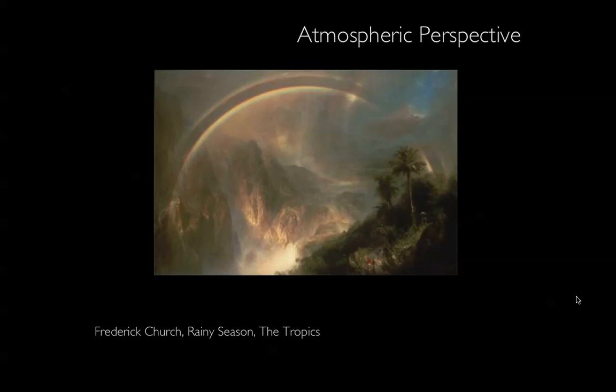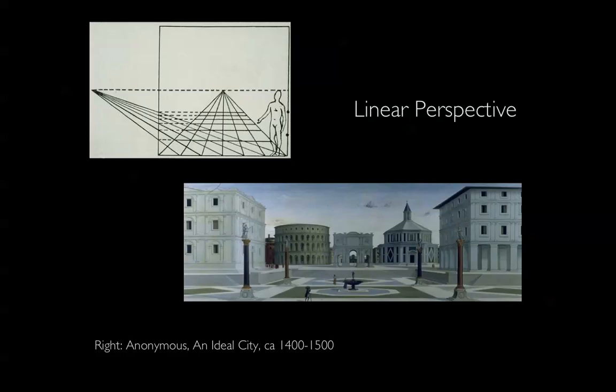Atmospheric perspective is built on the observation that things that are closer to us appear more defined and more saturated in color, whereas things that are farther away appear desaturated and more hazy. So that is atmospheric perspective. And then the perspective that you are also probably very familiar with would be linear perspective.